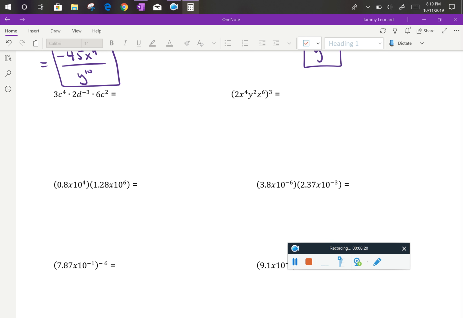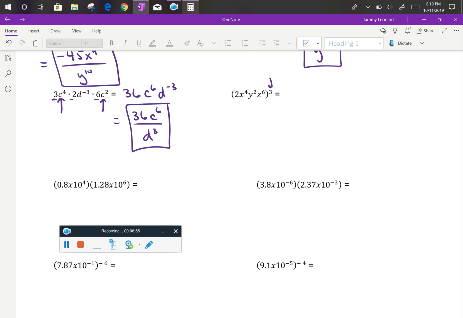3c to the 4th, 2d to the negative 3rd times 6c squared. Well, there's a 3, a 2, and a 6, each of which are just regular numbers, and the product of those is 36. Here I see a c to the 4th, and here a c to the 2nd. C to the 4 plus 2 will give me c to the 6th. And then this d to the negative 3rd doesn't have anything to combine with. However, I can't leave d to the negative 3rd as a negative exponent, so it goes to the denominator to take its reciprocal. So I end up with 36 c to the 6th, d to the 3rd in the denominator.